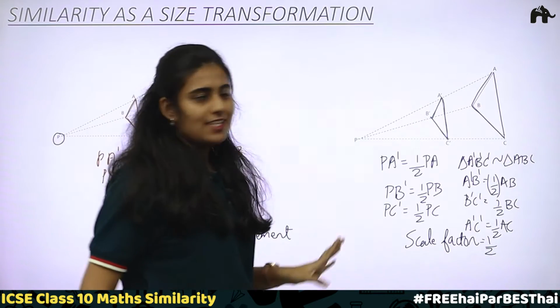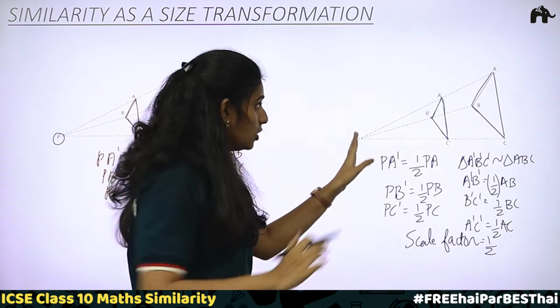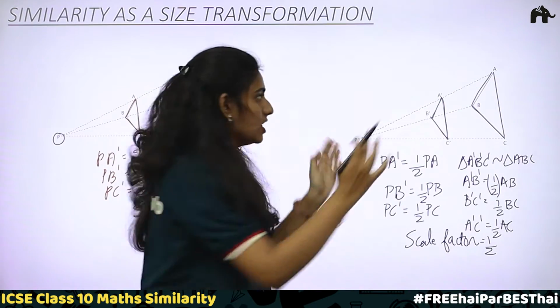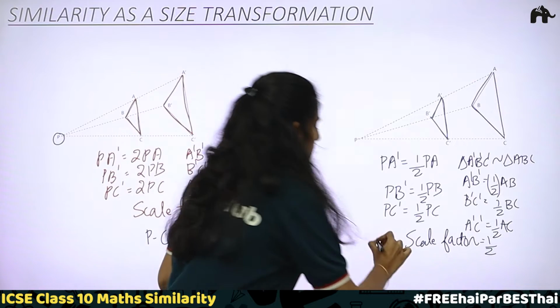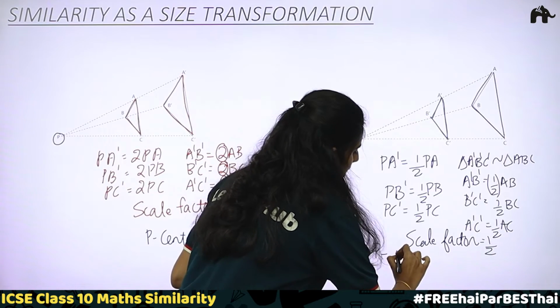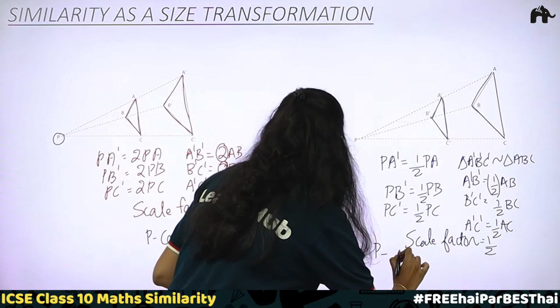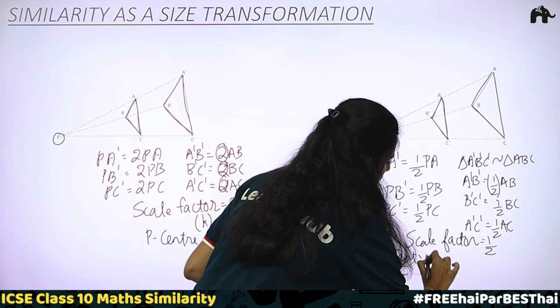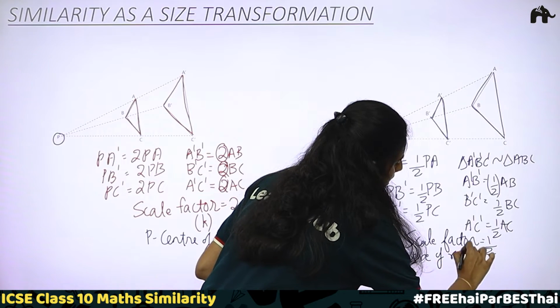Then what about this case? Here we have a P. With respect to P, the reduction has happened. The shrinking has happened. Yes. So this P here is called the center of reduction.